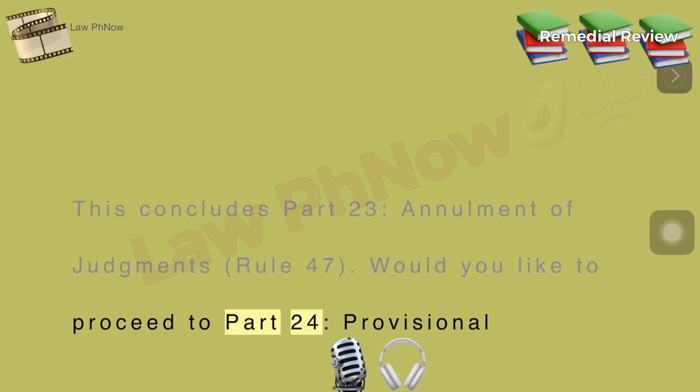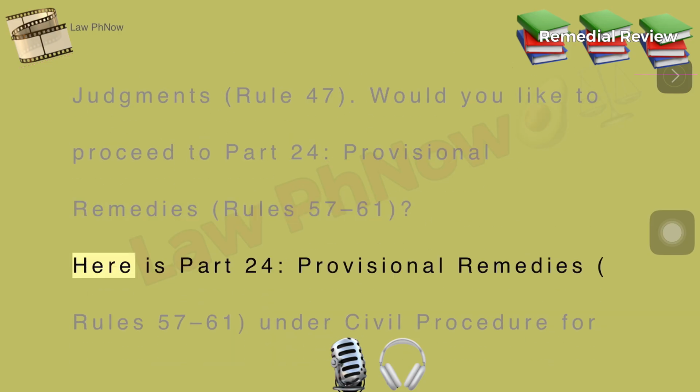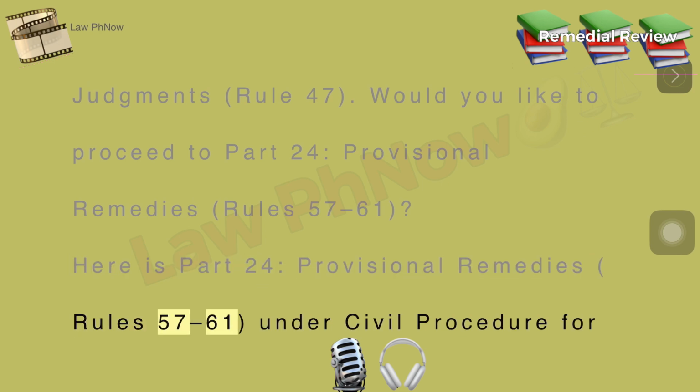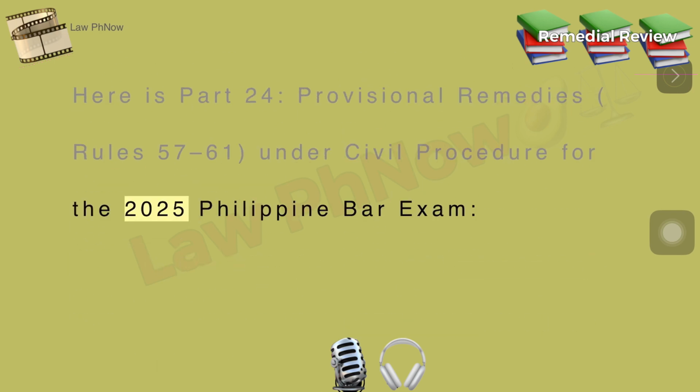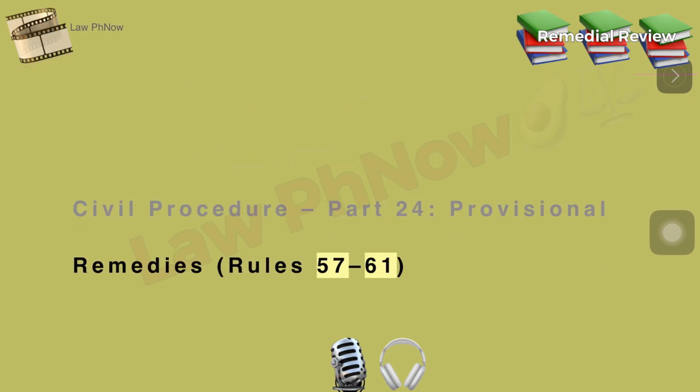Would you like to proceed to Part 24, Provisional Remedies, Rules 57 to 61? Here is Part 24, Provisional Remedies, Rules 57 to 61, under Civil Procedure for the 2025 Philippine Bar Exam. Civil Procedure, Part 24, Provisional Remedies, Rules 57 to 61.